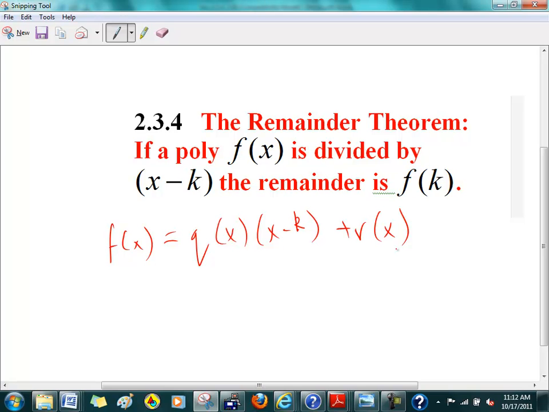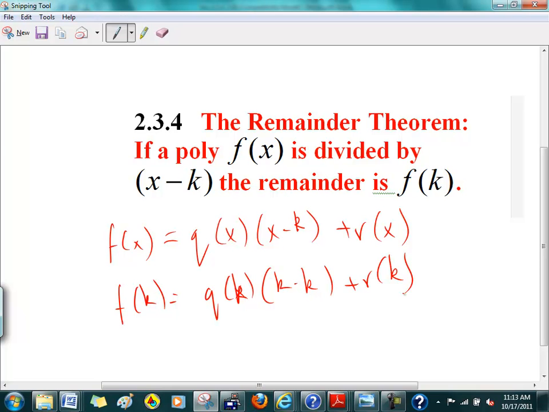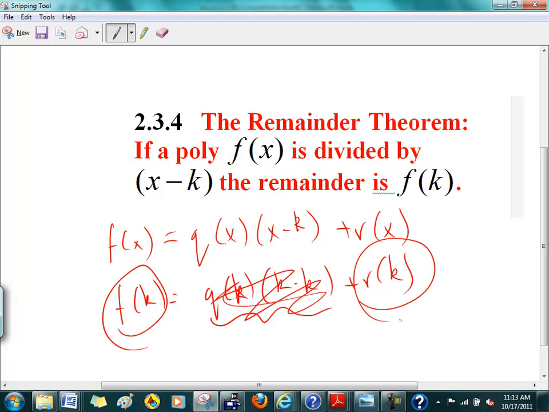So if you take a look at this, notice that these are all functions of x, okay? So if I put x is equal to k, which means that wherever I see x, I will put k. What happens to this here? It goes to 0. Disappears. So isn't f of k equal to r of k? In other words, the remainder, which is what this is, f of k. Does everybody understand what f of k means? Yes? Anybody have questions on that?